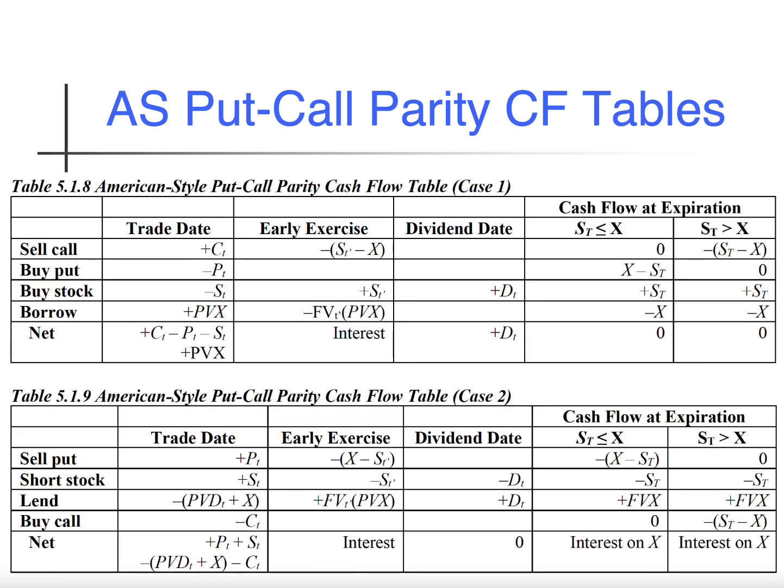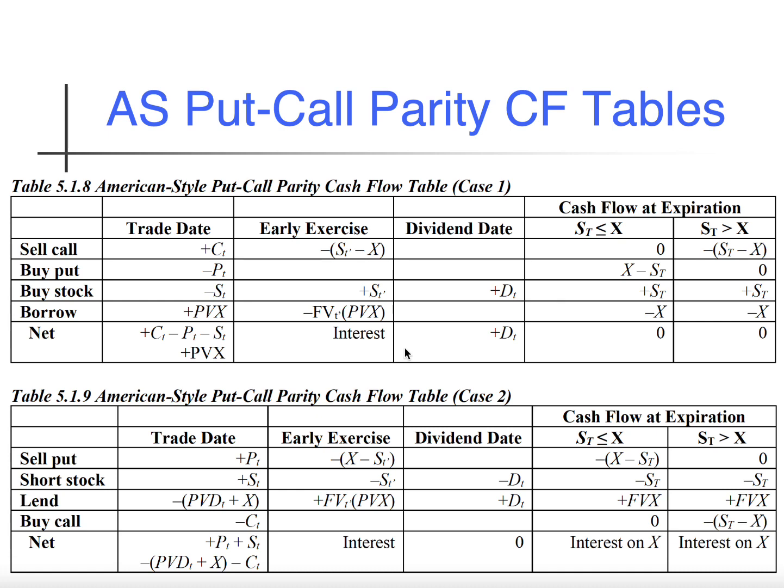The American style put call parity cash flow tables, again, you end up with boundaries. And so in this particular case, if the lower bound is violated, or if this particular boundary is violated, then I end up with a positive cash flow. I'll receive interest so long as the option is not immediately exercised. And if we go past the dividend payment date, I'll also receive that dividend. At expiration, there'll be no cash flow.